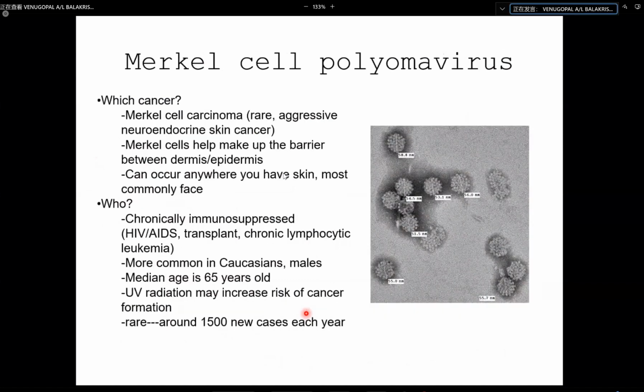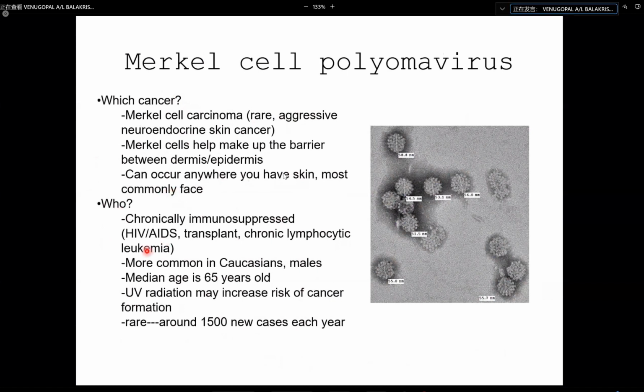So let's look at the next one, which is the Merkel cell polyomavirus. It causes Merkel cell carcinoma, which is rare but aggressive, and is a neuroendocrine skin cancer. Okay. Merkel cells help to make up the barrier between the dermis and epidermis. Between the dermis and epidermis, you can find the Merkel cells. It can occur anywhere you have skin, and most commonly on the face.